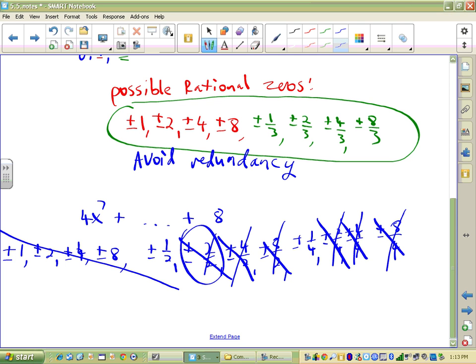So this list then would include plus or minus 1, plus or minus 2, plus or minus 4, plus or minus 8, plus or minus 1/2, and plus or minus 1/4. Okay. So avoid redundancy. Hopefully that idea makes sense. If it doesn't, check out the video, play it back, watch it again in slow-mo.